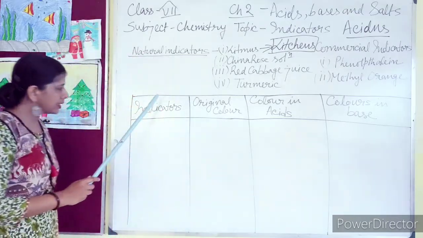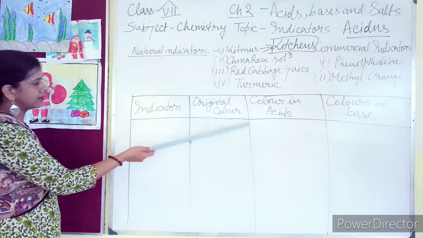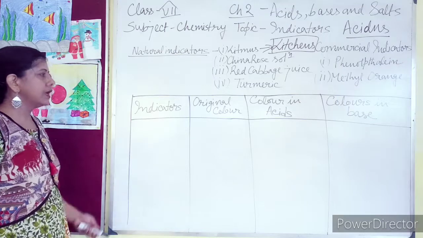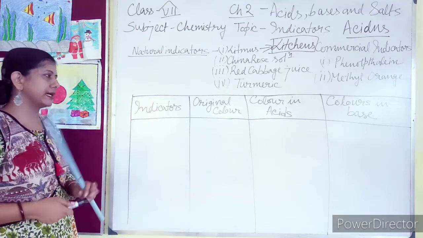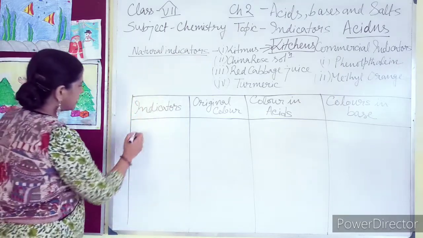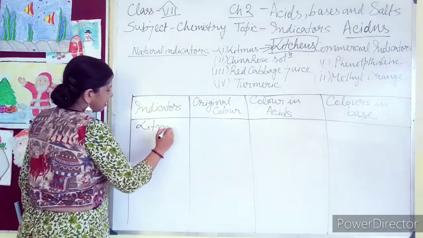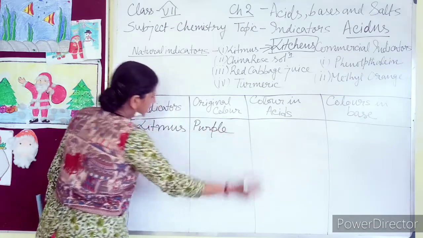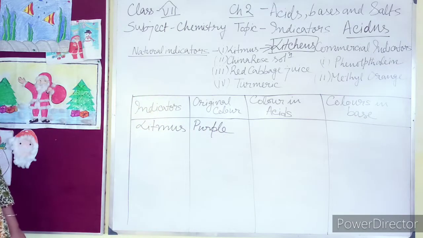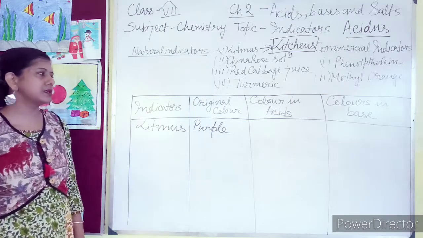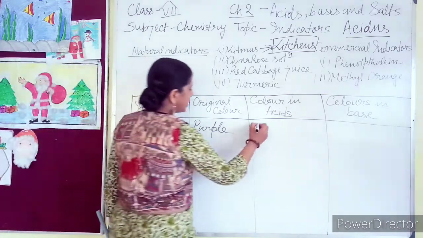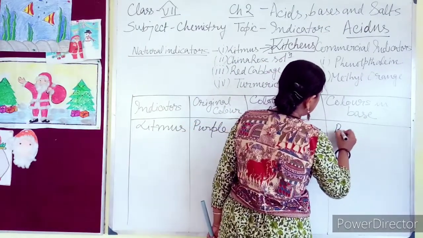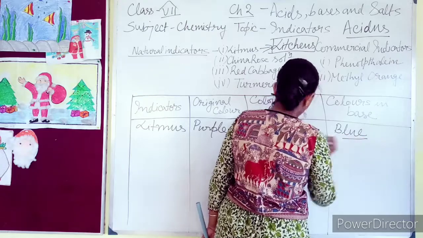Now, what are the original colors of the indicators? What is the color in acid? What is the color in bases? I am writing here in tabular form that you can test. Litmus: the original color of litmus is purple. When you add litmus in acidic solution, the color will be red. And if you add litmus in base solution, it will be blue.